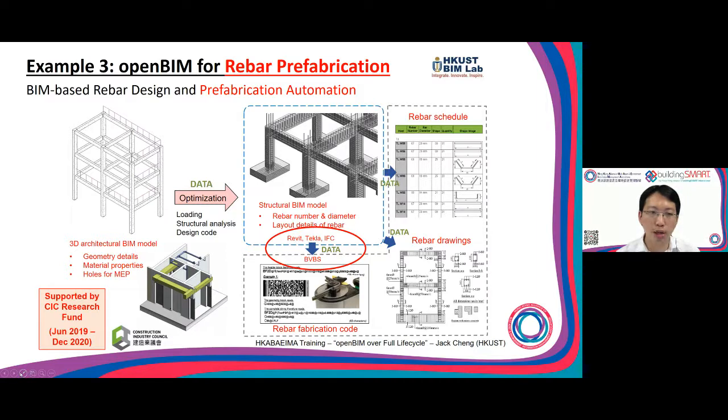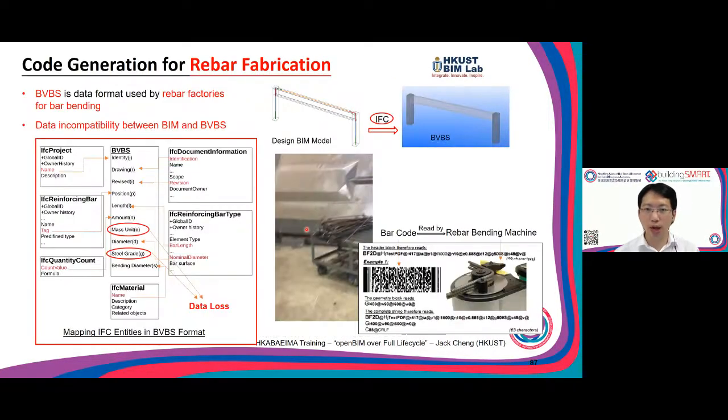So there are two parts. One is about using BIM for rebar design. One is using BIM for rebar fabrication. And here I would like to focus on the prefabrication because this one is relevant to openBIM. So what we are trying to do is, based on the BIM model, we try to generate the rebar fabrication machine code. And this one is called the BVBS.